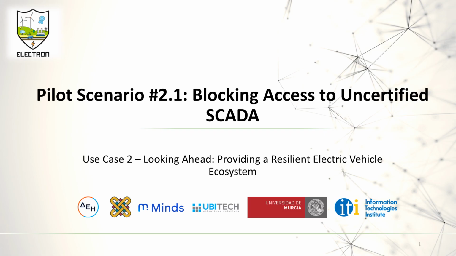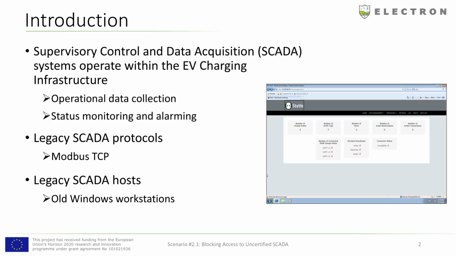This demo shows the pilot scenario 2.1, which focuses on demonstrating how the ELECTRON platform blocks vulnerable assets from accessing the OT network. Within the electric vehicle charging infrastructure, supervisory control and data acquisition systems, or SCADA, usually operate and provide auxiliary services, including collection of operational data from the embedded energy meters of the EV charging stations, as well as overall status monitoring of the EV charging and electricity infrastructure.